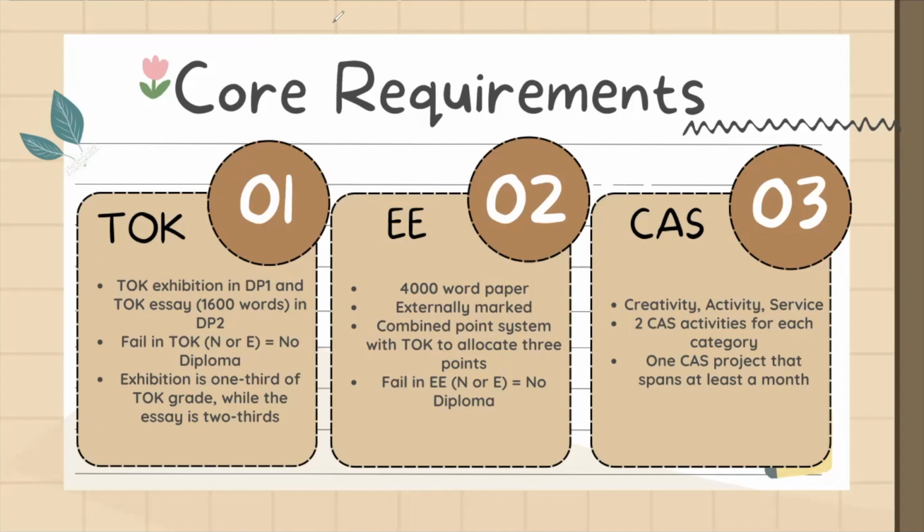And the last thing would be CAS, Creativity Activity Service. So there's three separations. You'll be required to take at least 2 CAS activities for each category, and you'll be required to conduct or be part of one CAS project that spans in a period of at least a month. Generally, you're allowed to get 3 people to lead one project, so you can do it with your friends and lead it together. But naturally, you shouldn't be worrying too much about this because in the end, it's not really graded. It's just sort of a requirement that you have to fulfill compared to TOK and EE that's actually graded, because in the end, it'll just be a CAS requirement fulfilled.